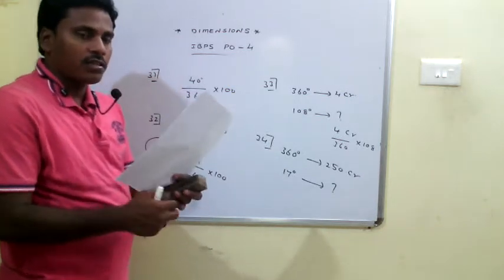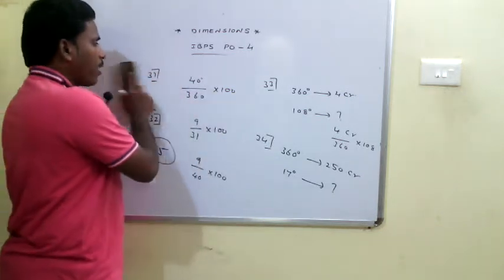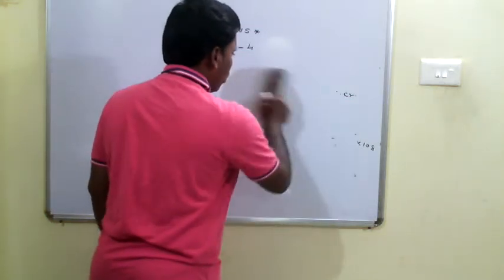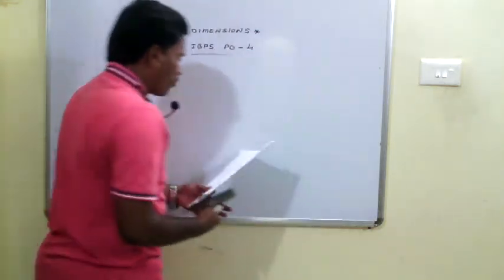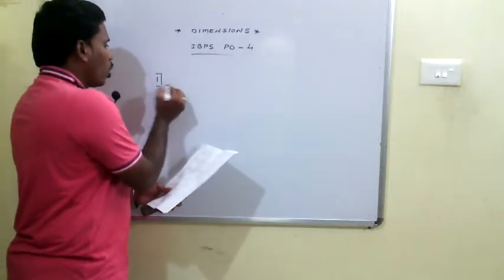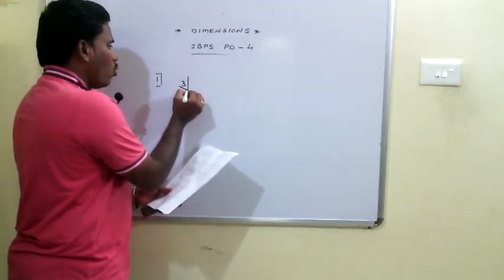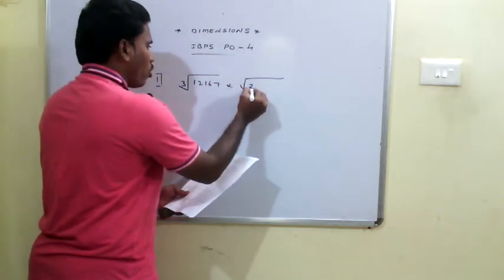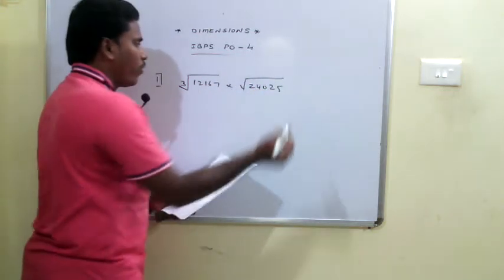After this we need to answer the questions from approximations as well as equations. That means the first 10 questions we need to answer. Coming to the first problem, it is given that cube root of 12167 into square root of 24025 is mentioned.